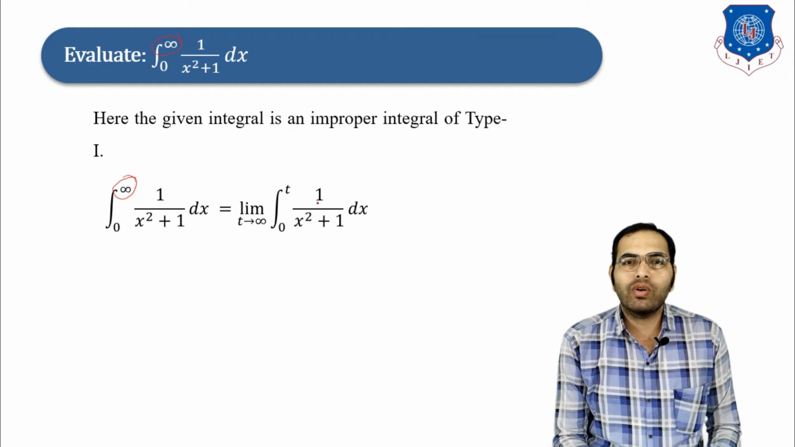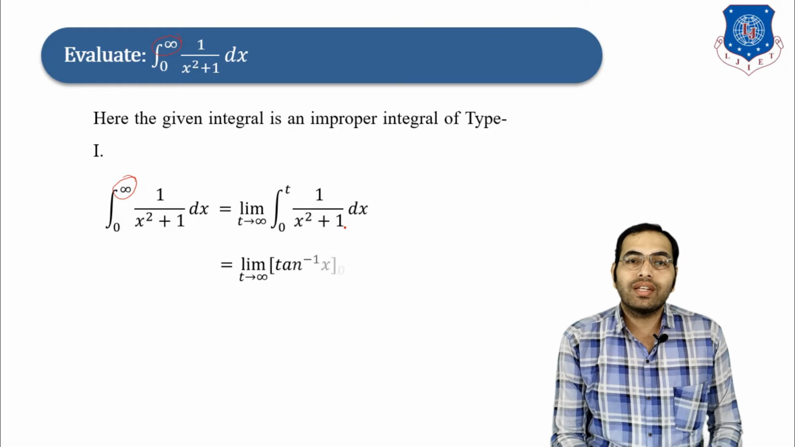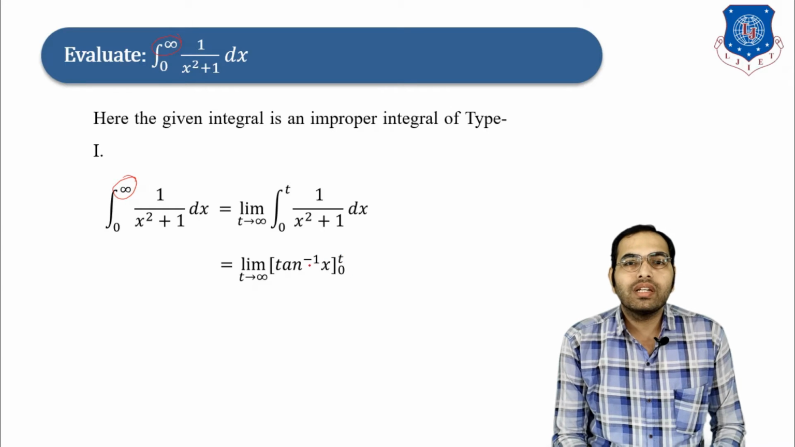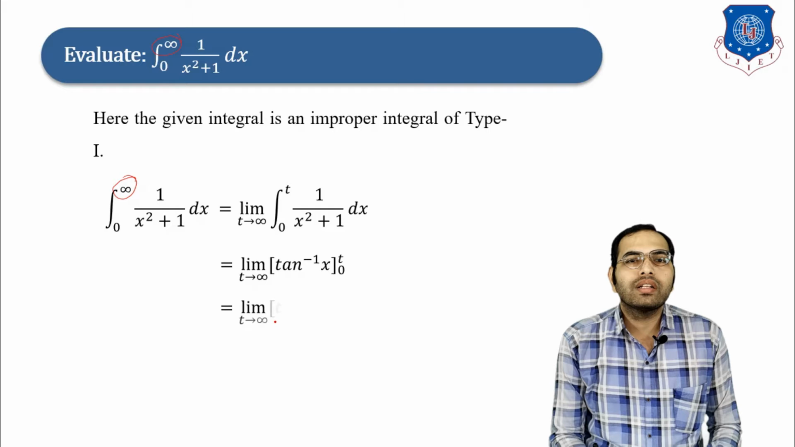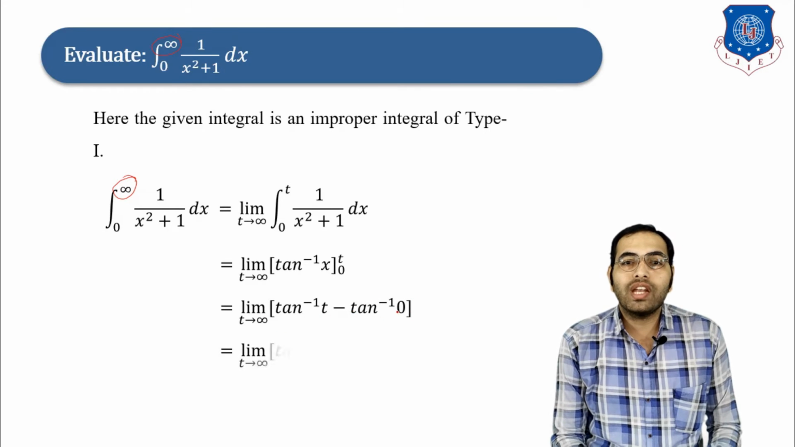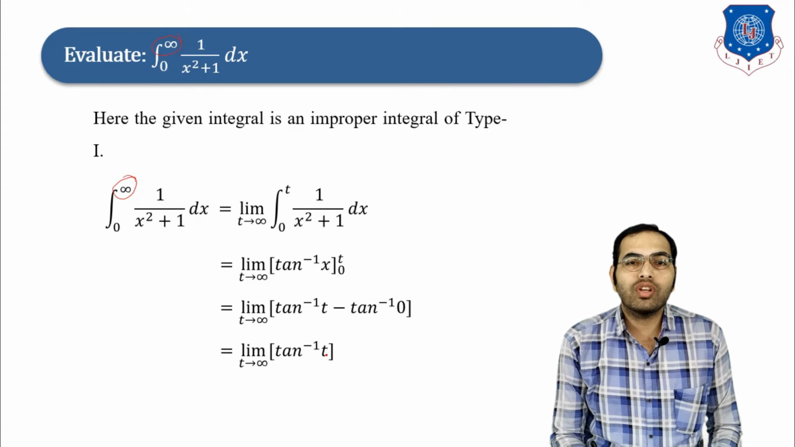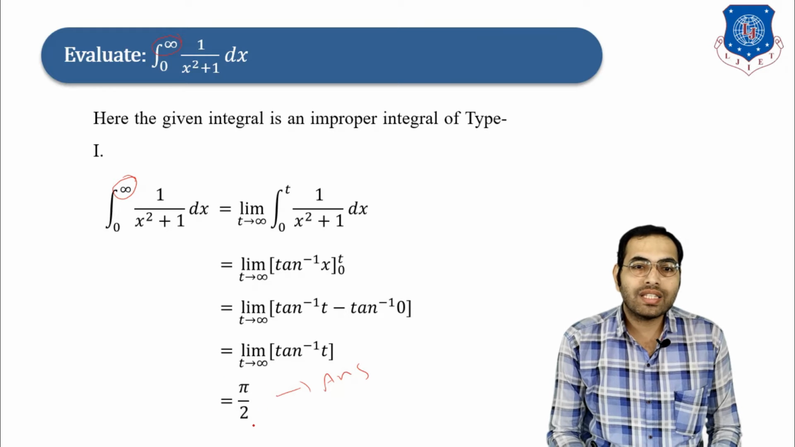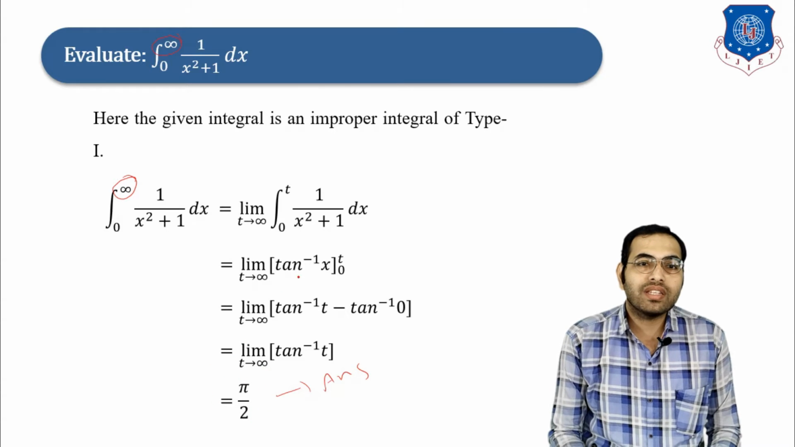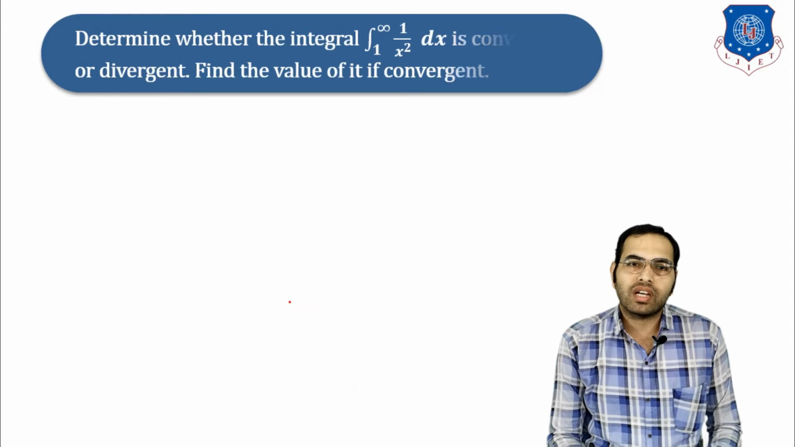You all know that the integral of 1 upon x square plus 1 is tan inverse x. Limit t tends to infinity, tan inverse x, where x varies from 0 to t. Now substituting the limits, upper limit minus lower limit, that will give limit t tends to infinity of tan inverse t minus tan inverse 0. The value of tan inverse 0 is 0. Then limit t tends to infinity of tan inverse t. Now applying the limit, t as infinity, then tan inverse infinity is obviously pi by 2. That is what we have to find. Here our answer is finite, meaning the limit exists, so the given integral is convergent.